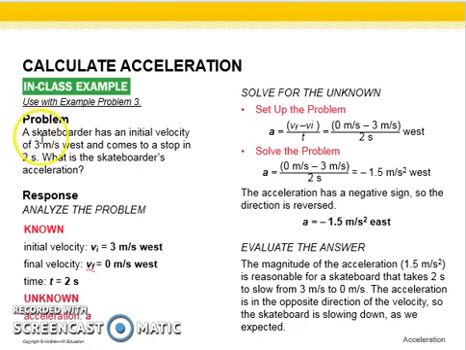Our problem. A skateboarder has an initial velocity of 3 meters per second west and comes to a stop in 2 seconds. What is the skateboarder's acceleration? First, we need to analyze the problem. We know the initial velocity, v equals 3 meters per second west. We also know the final velocity. We know the time, 2 seconds. What's unknown? Acceleration. To solve for the unknown, we have to set up the equation and the problem. So here is where you will write that down.